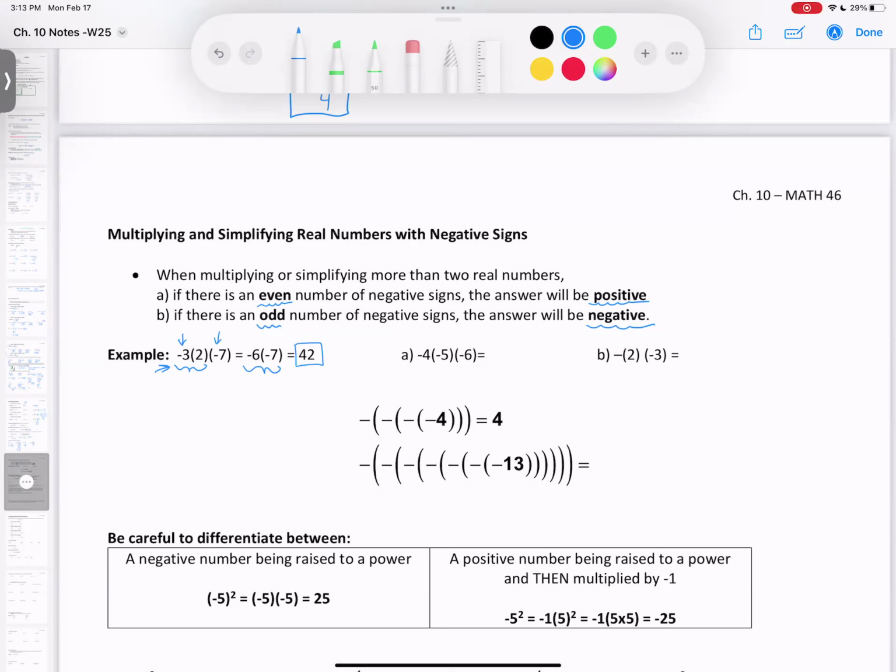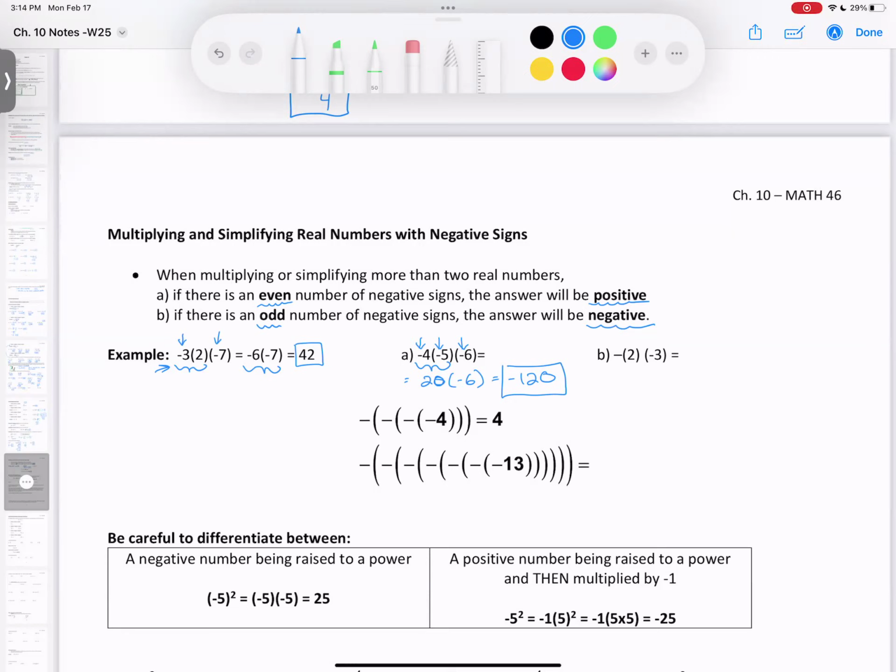Okay, so next one, we've got negative 4 times negative 5. First, let's do that to get positive 20. So this gives us positive 20 times negative 6, which gives us negative 120. So here we had 1, 2, 3 negative signs, an odd number, which explains why we ended up with a negative number in our result.